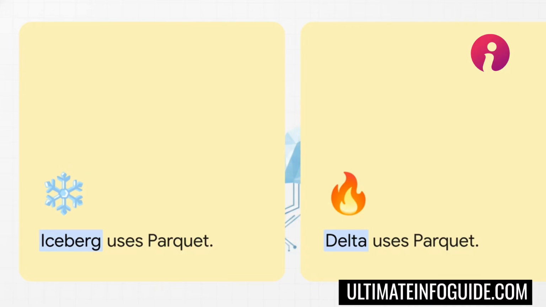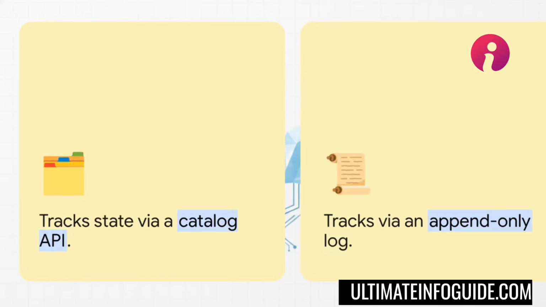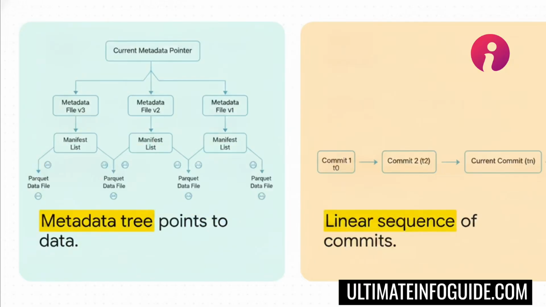The real question is how each format tracks what is actually true right now. So, how do they handle state? Well, Iceberg tracks state through a catalog coordination model. Delta Lake, on the other hand, tracks state through an append-only transaction log. It's literally just a folder full of JSON commit files and some periodic checkpoints. And this brilliantly illustrates the architectural split.